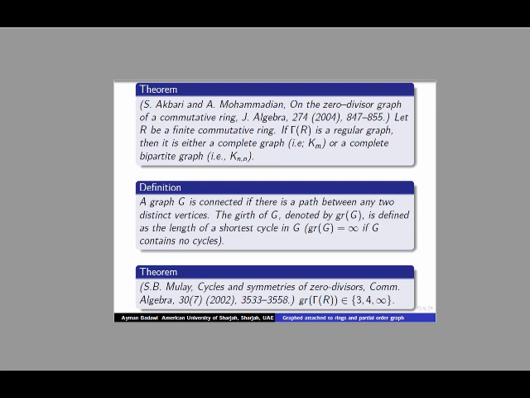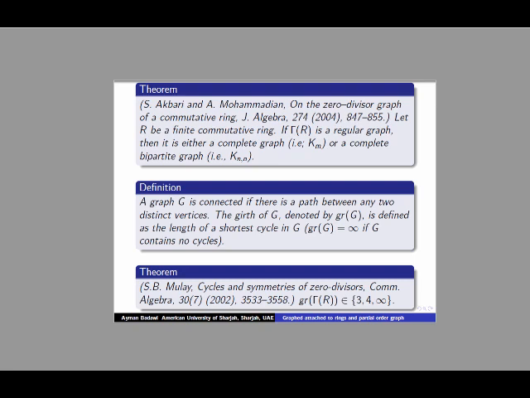All right. What do we mean with girth? The girth of a graph is defined to be the length of the shortest cycle. The length of the shortest cycle. And remember how we measure the length. The length will be the number of edges you are using in the cycle.